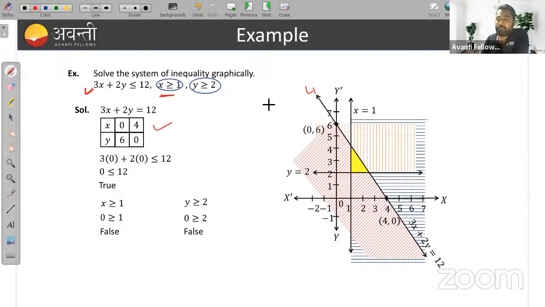अच्छा, इसको पहले तो वन बाय वन कर लेते हैं, ठीक है ना। So if we put the point origin in this inequality, 0 is less than equal to 12 we are getting, which is true. That means the plane containing origin will be your solution. ये हो गया, यहां से यहां तक पूरा। जिस साइड में तुम्हारा ओरिजिन है वो साइड तुम्हारा सॉल्यूशन रीजन हो गया.